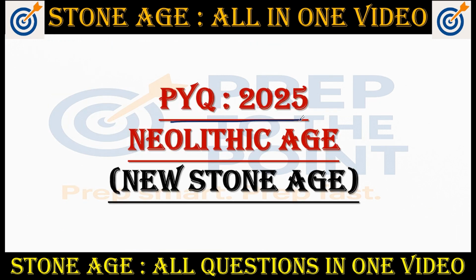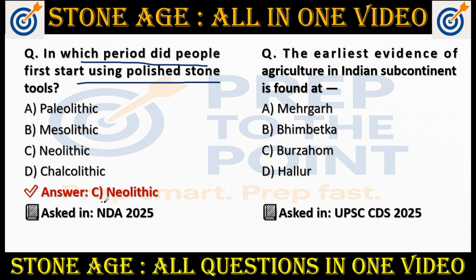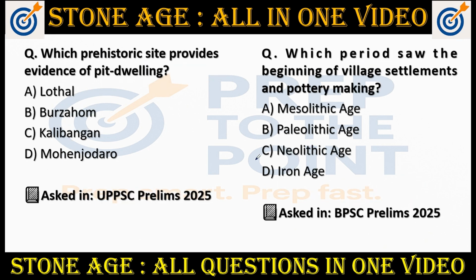PIQ of this year. In which period did people first start using polished stone tools? The answer is Neolithic. The earliest evidence of agriculture in the Indian subcontinent is found at which site? The correct answer is Mehergarh. Which prehistoric site provides evidence of pit dwelling? The correct answer is Burzahom.